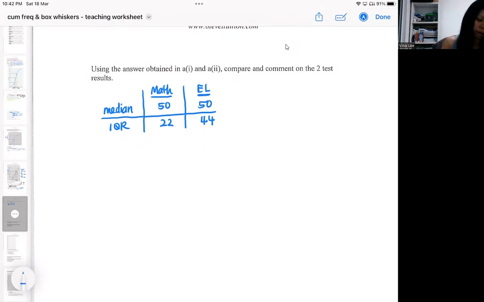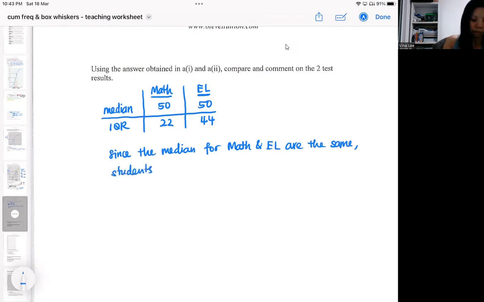So you can mention, since the median marks are the same, then students will fare equally well for both tests. So based on the median, I will feel that they fare equally well. So we cannot tell whether they are better in math test or English test.